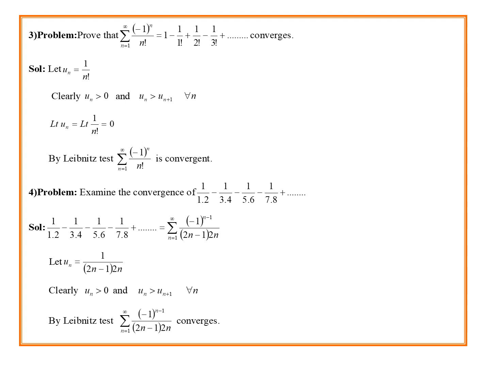And the next one, the fourth problem. Examine the convergence of 1 by 1 into 2 minus 1 by 3 into 4 minus 1 by 5 into 6 and so on. So now take that problem, and it is also written in the alternating series form. What is that?